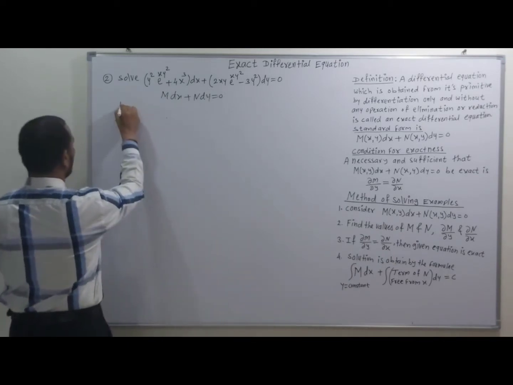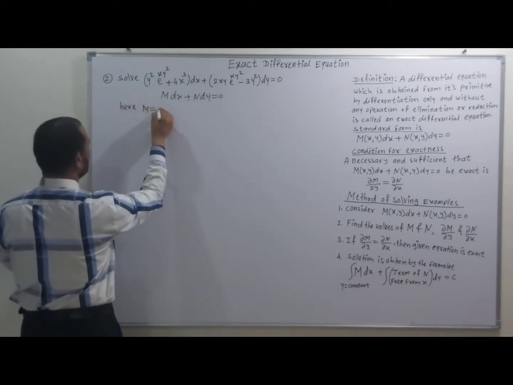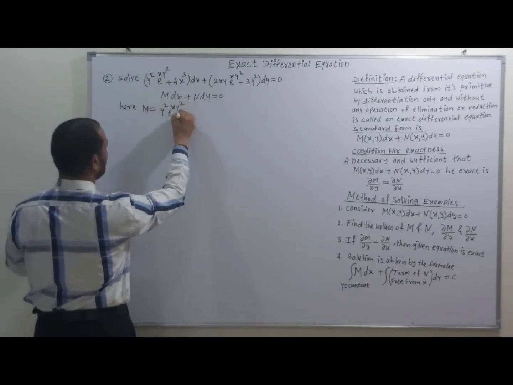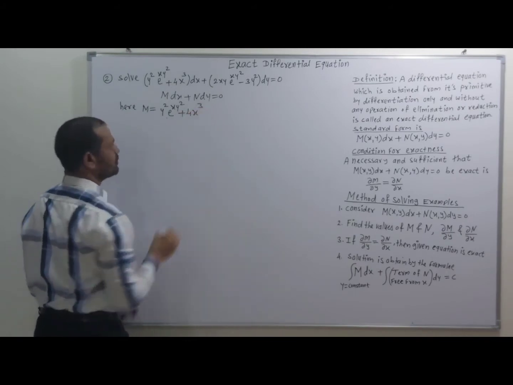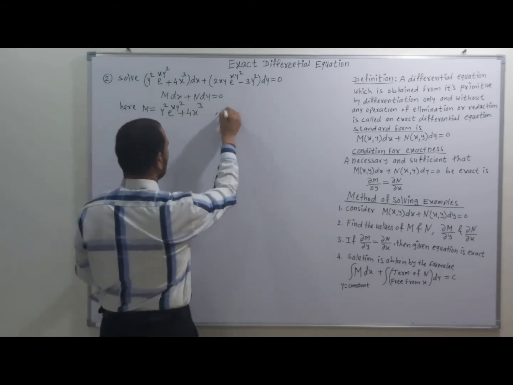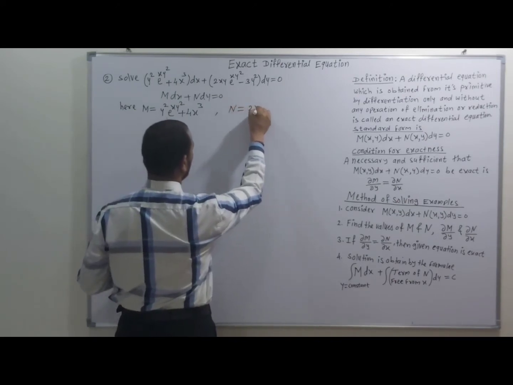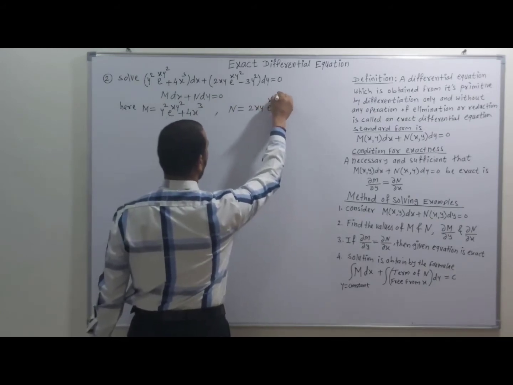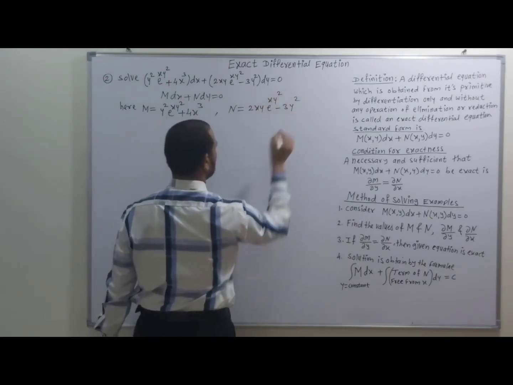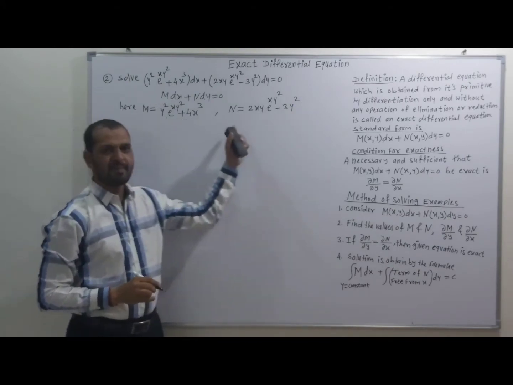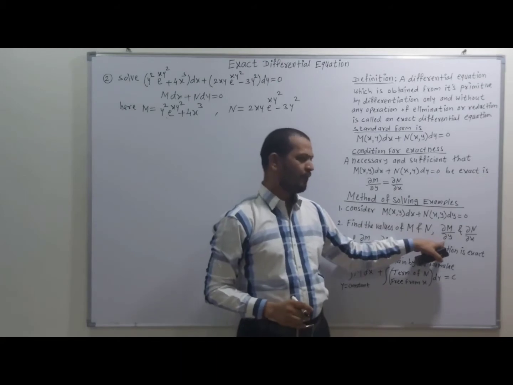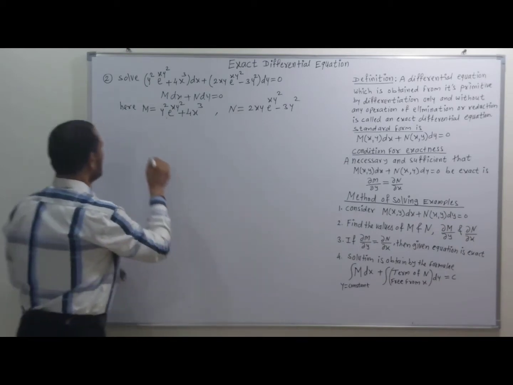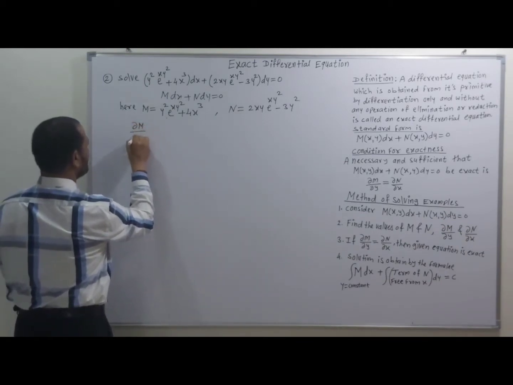So here the value of M is given as y square e raised to x y square plus 4x cube. This is the value of M. Now similarly the value of N is given as 2xy e raised to x y square minus 3y square. So these are the values of M and N. Now according to step number 2, find out the partial derivative of M with respect to y and N with respect to x. So now take the partial derivative of M with respect to y.